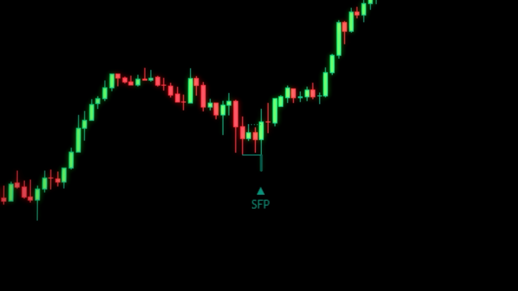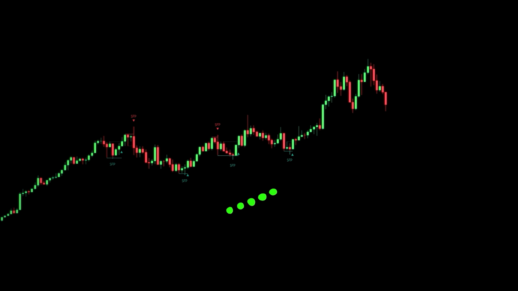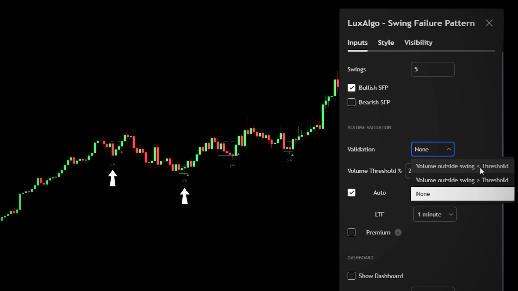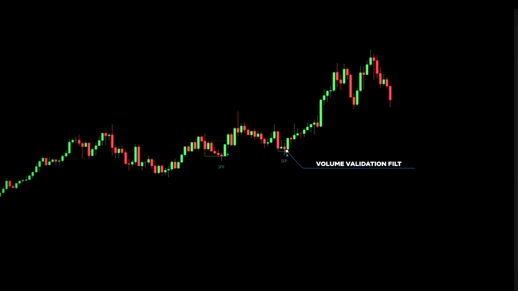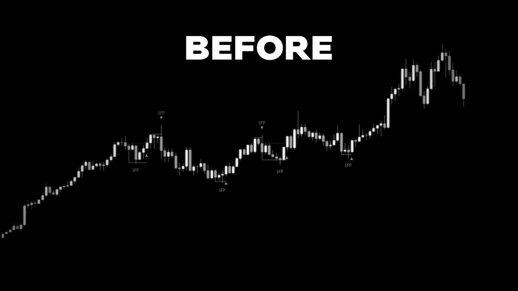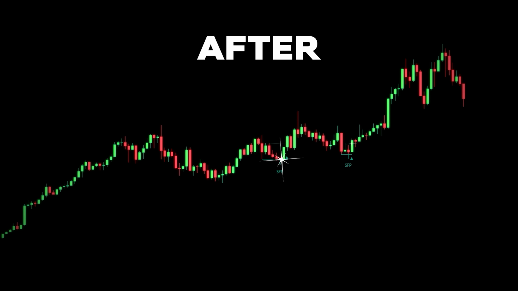to determine its significance. So for example, let's say you're looking at an uptrending market and you only want to be looking for buy signals. By disabling bearish swing failures in your settings, you're left with only long setups. By using the volume validation filter, you can then refine the selection even further by requiring that volume outside the swing area be less than 25% of the total volume. And as a result, only the good, high probability signals will remain after eliminating much of the noise and the low probability ones. This method will help you identify weak downward swings that may lead to stronger reversals.